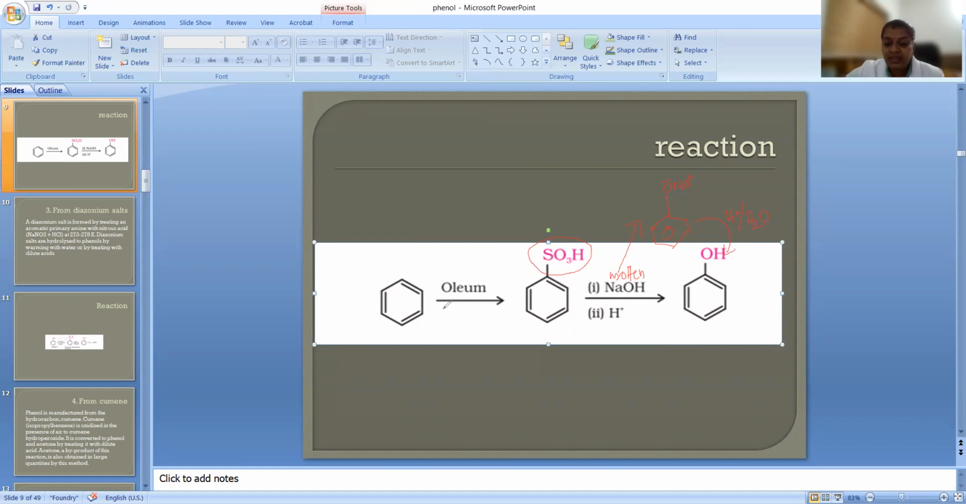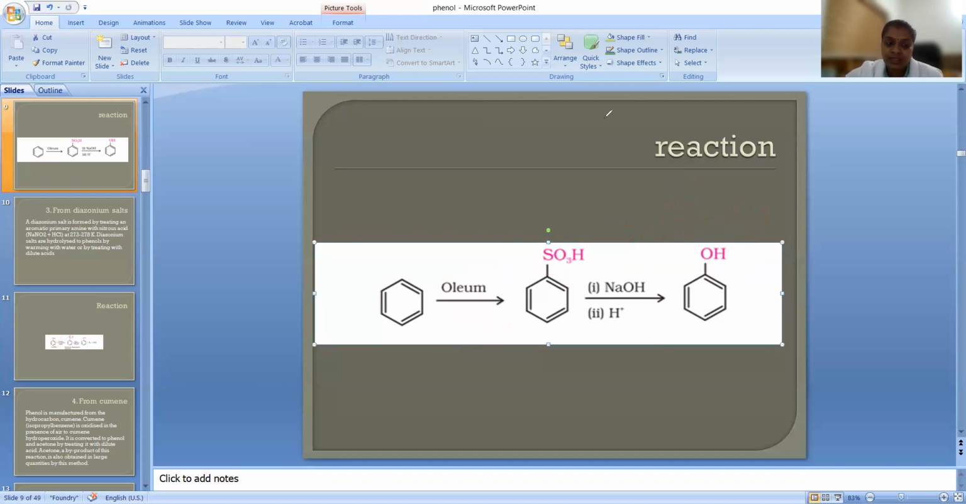So first, benzene is reacting with the oleum, H2S2O7, and that is called fuming sulfuric acid, very concentrated sulfuric acid. When you dilute this oleum, we get sulfuric acid. So benzene reacts with the oleum, and we get benzene sulfonic acid, which will react with the molten sodium hydroxide and form sodium phenoxide, and after that it will undergo acid hydrolysis to give phenol.